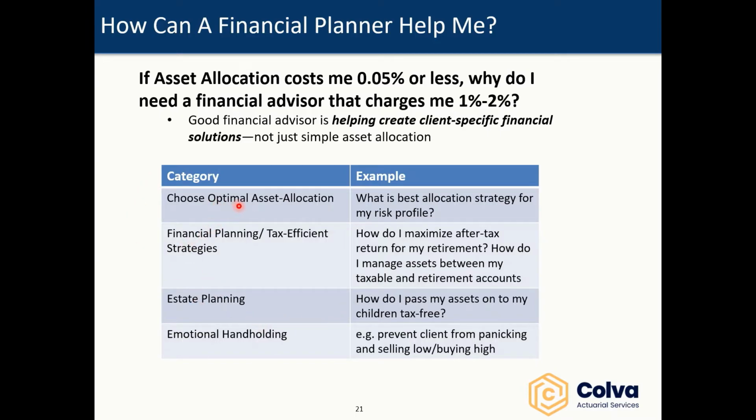First is helping to choose an optimal asset allocation, right? What is the best asset allocation strategy for my risk profile? Earlier we talked about how you can do this yourself, but it's a one-size-fits-all approach and not as granular, whereas a financial planner can really drill down. They can look into what you're invested in and understand your risk profile. This requires a lot of questionnaires and due diligence, but they can make a specific recommendation for you, not a generic one.